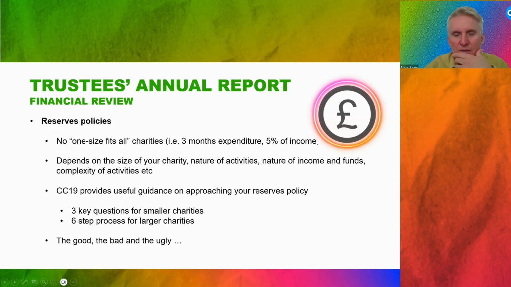And I put there the good, the bad, the ugly. It's just a few examples from reserves policies I've read, or comparisons back to it. One charity I read talked about months' expenditure, 3 months' expenditure. Okay, that was fine. They provided a little bit of narrative around why they picked 3 months' expenditure. Delays in government funding. They received an element of government funding, so they talked about delays in government funding, but also pressures on external funding.